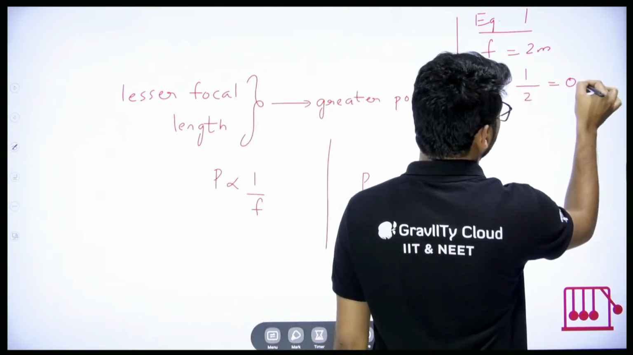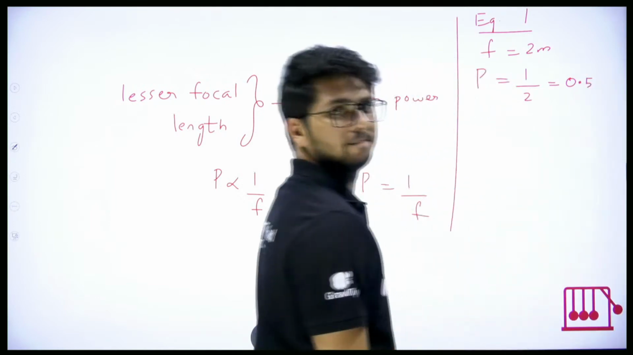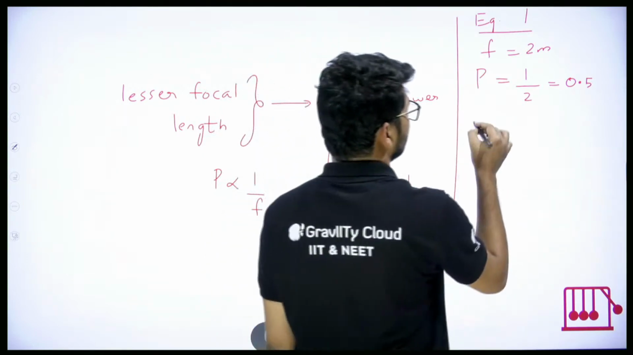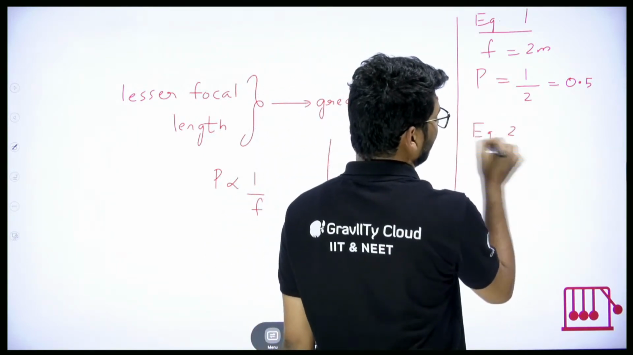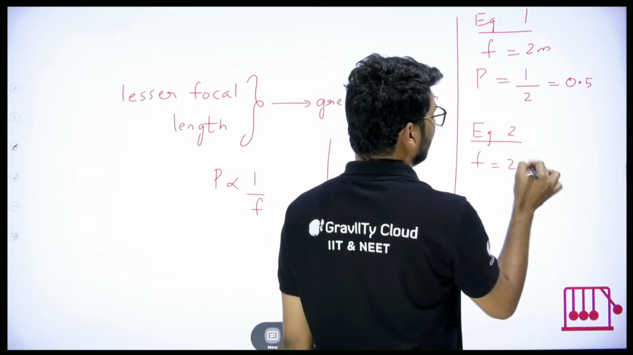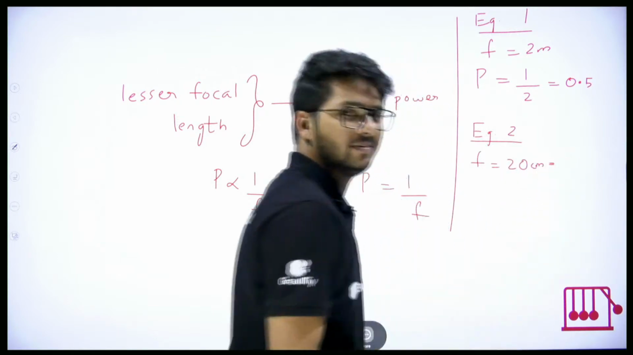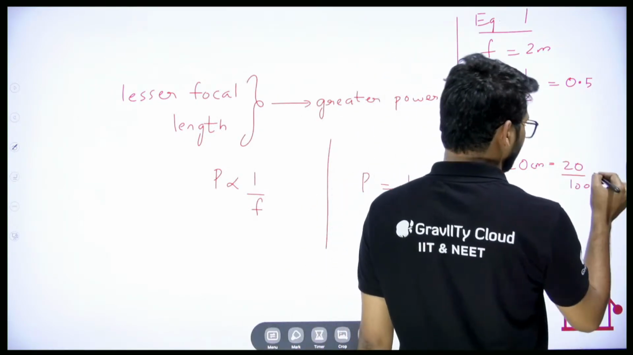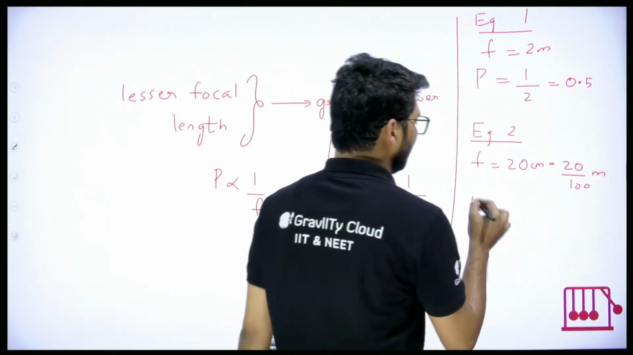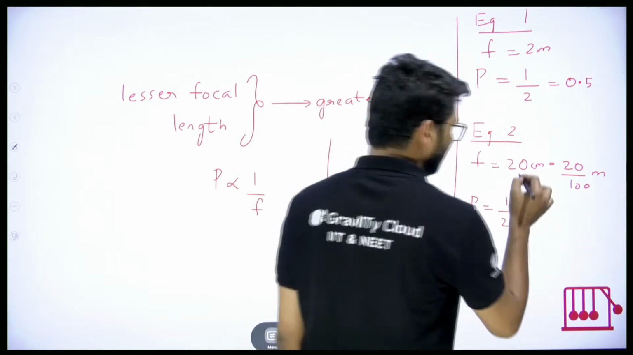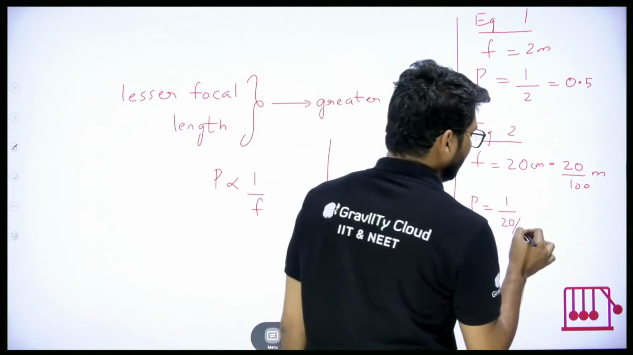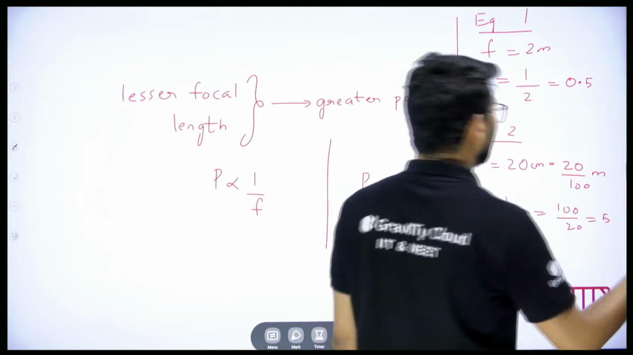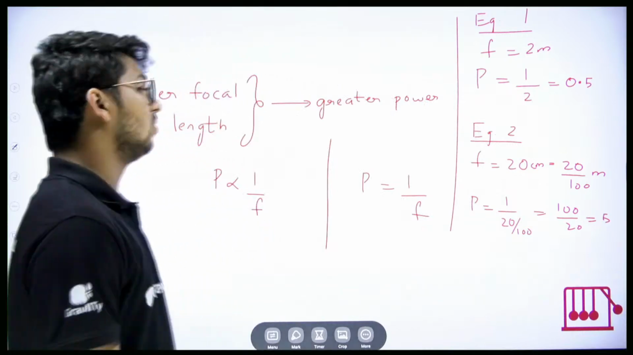So 1 by 2, it is 0.5. So the denominator should be in meters. But if I take another example, let's say focal length is 20 centimeter. What is 20 centimeter in terms of meter? 20 by 100 meters. So then power will be equal to 1 by 20 centimeter, which is 1 by 20 by 100. How much is that? 100 by 20. That is equal to 5.